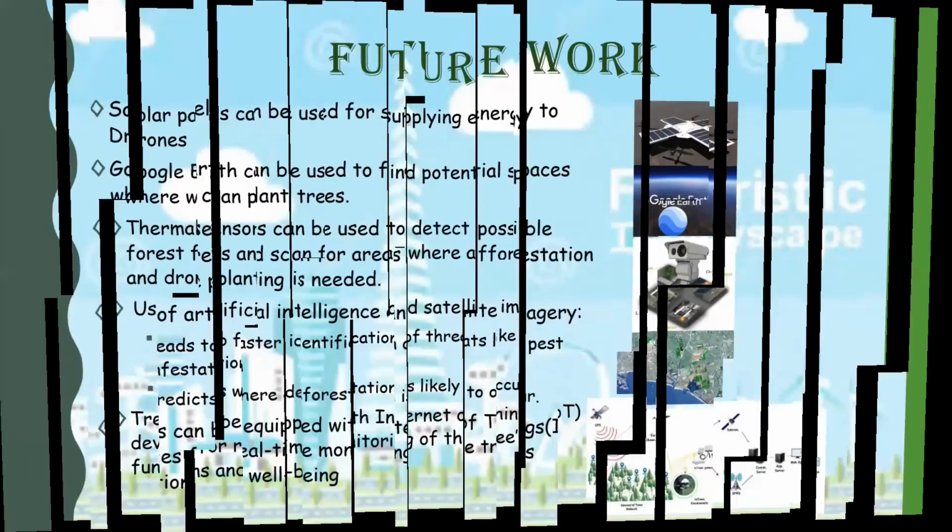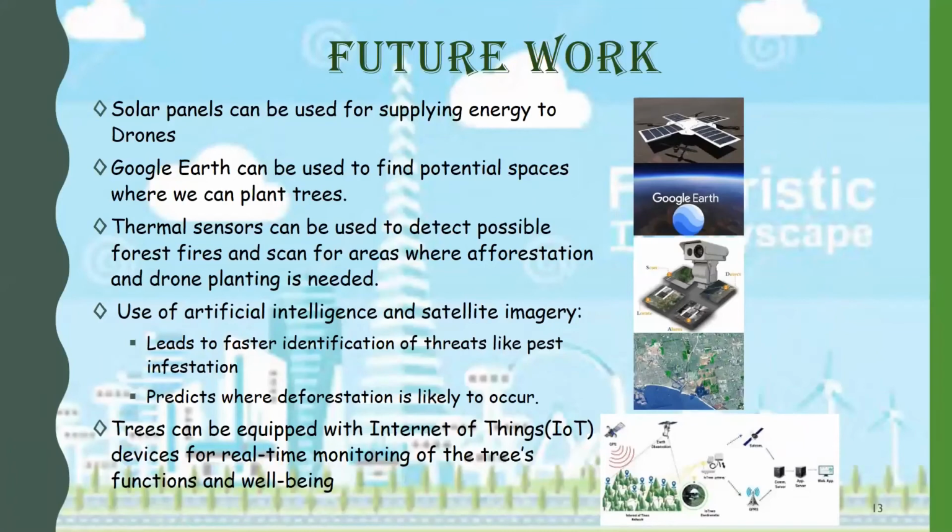Now the future work can be: we could use solar panels for supplying energy to drones. Google Earth can be used, as you know, to find potential spaces where we can plant trees. So Google Earth can be used to see potential areas all over the world where we could plant trees.